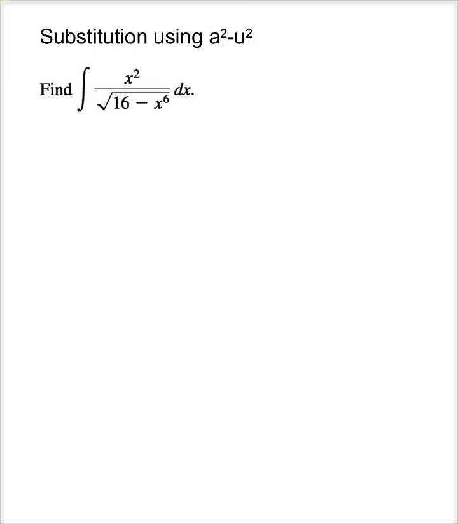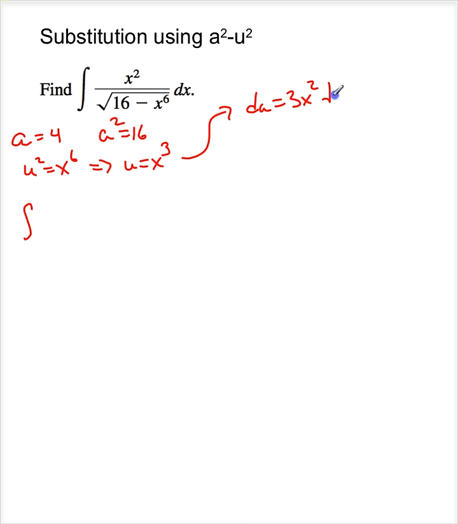Now sometimes you're going to need to do some sort of funky substitution. This doesn't look like anything really straightforward, but I see I've got a square root of a squared minus a function of x squared. So for this one, what if I let a equal 4, so that a squared is 16. So if I now let u squared equal x to the 6, I'm doing this one kind of backwards. So this tells me u is x cubed. All right. So I can rewrite this as the integral of what? Well, first of all, I need du, don't I? So du is 3x squared dx. So x squared dx is du over 3.